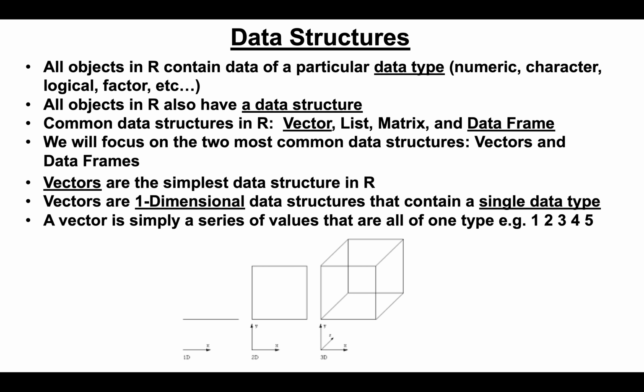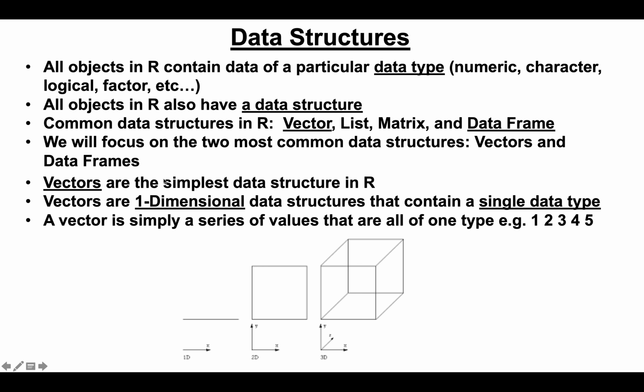Okay, so the next big topic in R programming when we're getting started, after data types, is data structures. All objects in R contain data of a particular type: numeric, character, logical, factor. And all objects in R also have a structure. The 4 most common data structures are the vector, list, matrix, and data frame. We're going to be focusing for the most part on vectors and data frames. They're really the most common, but lists and matrices will definitely come up.